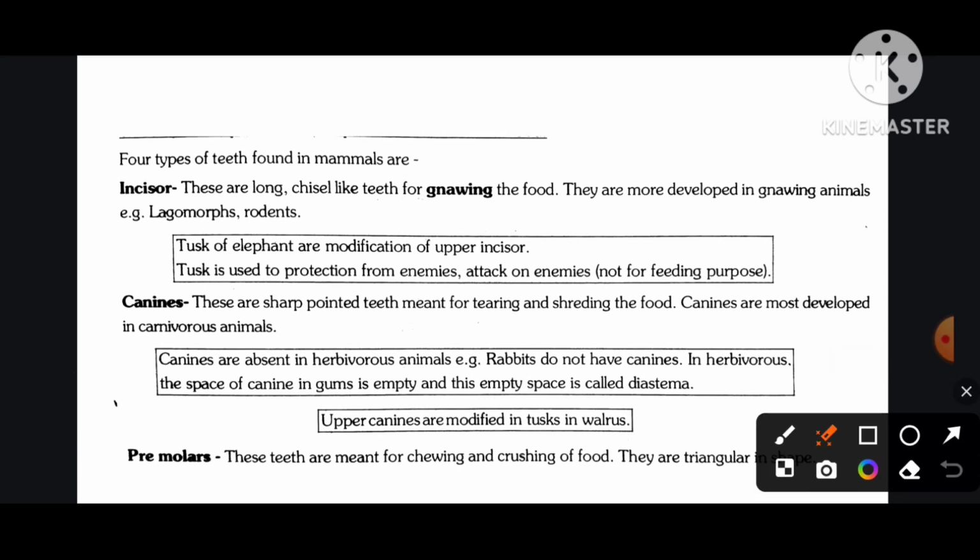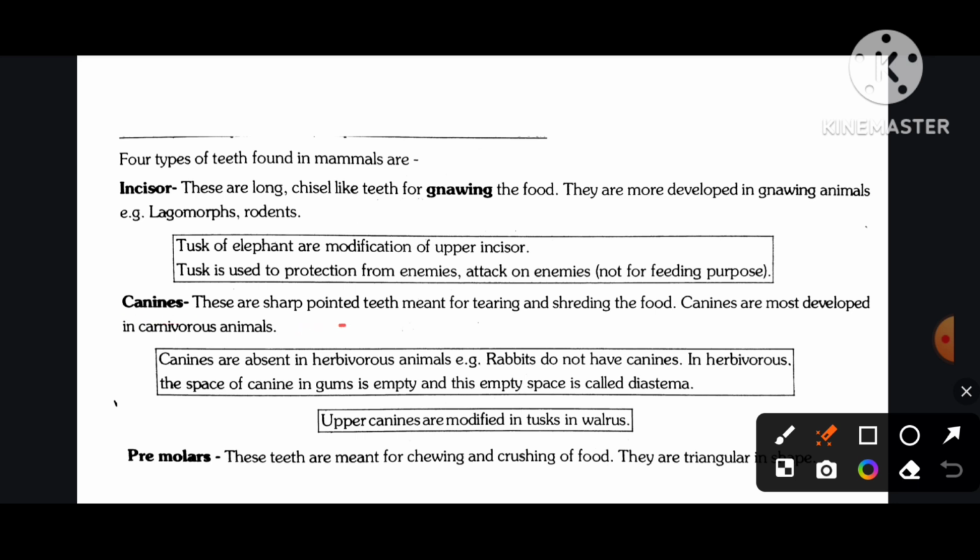Four types of teeth found in mammals. Incisors. These are long, chisel-like teeth for gnawing the food. They are more developed in gnawing animals, for example lagomorphs and rodents. The tusk of an elephant is a modification of the upper incisor. The tusk is used for protection from enemies and attack on enemies, not for feeding purposes.